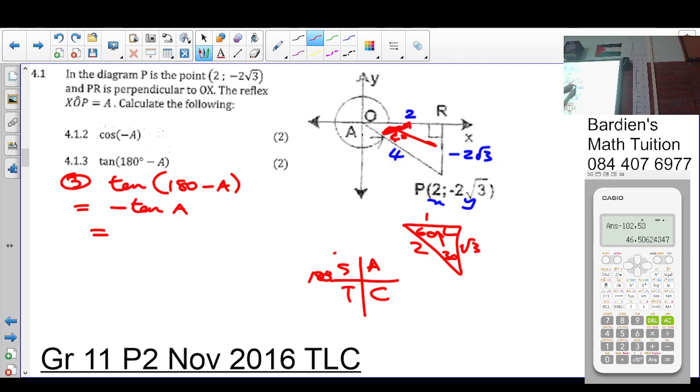So tan is opposite over adjacent. So it's negative 2 root 3 over 2. This must be two negatives, so this minus is that negative there. Tan is negative 2 root 3 over 2, which is, that cancels, negative times negative is positive. Answer is root 3. Correct?